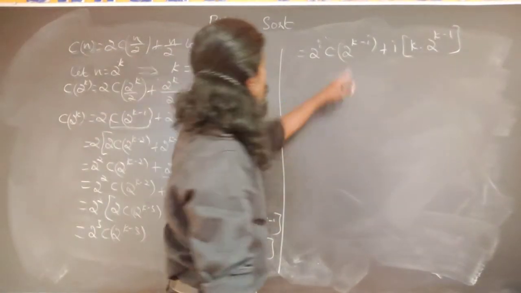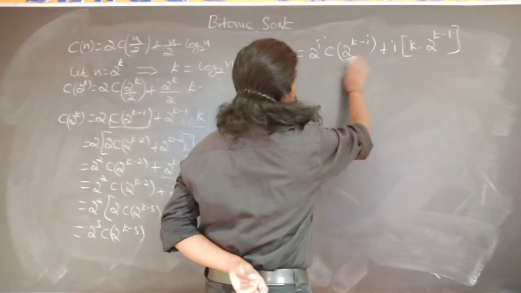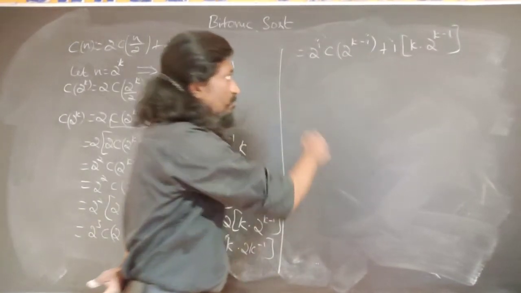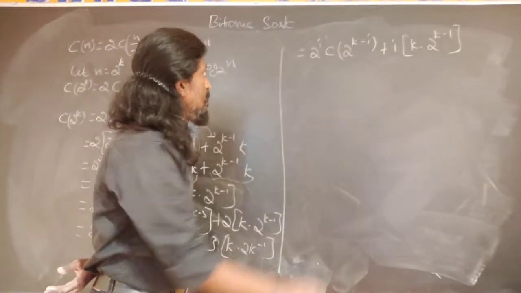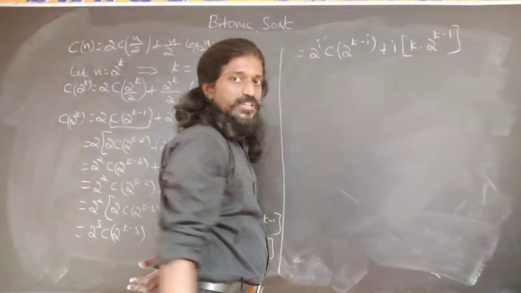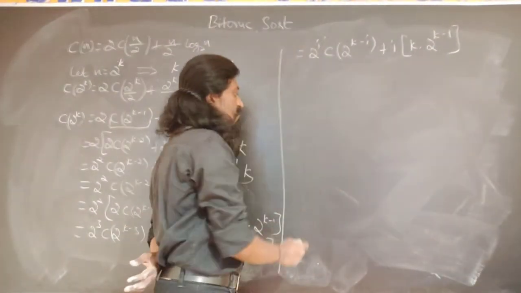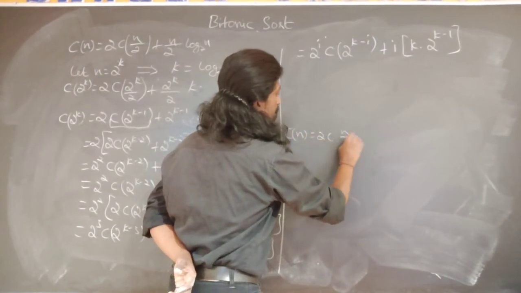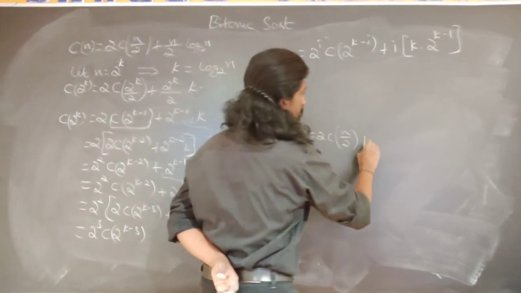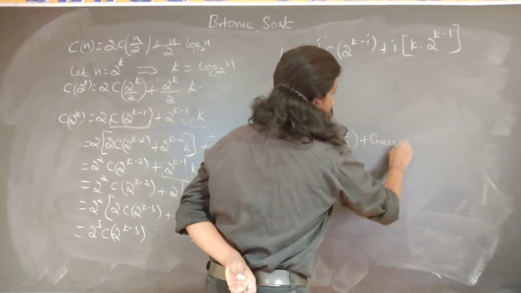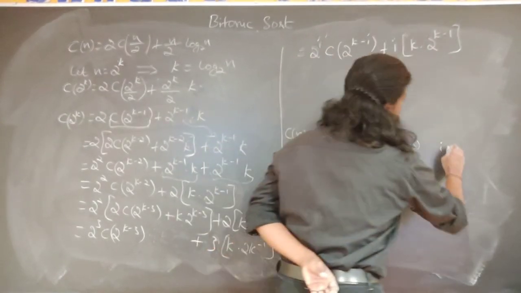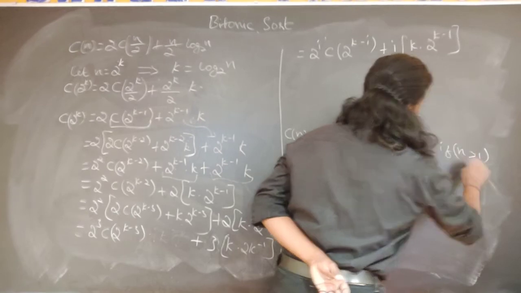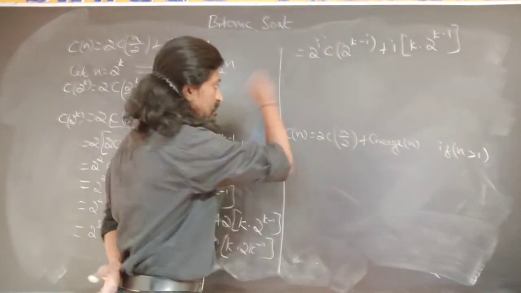Okay, so now we want to eliminate this term. Only when we eliminate this term will we be able to get some expression. So how can we eliminate this expression? We forgot to write the initial condition in the beginning. C of n is equal to 2C of n by 2 plus C merge of n if n is greater than 1. If n is greater than 1, we are going to do all these things in the algorithm.